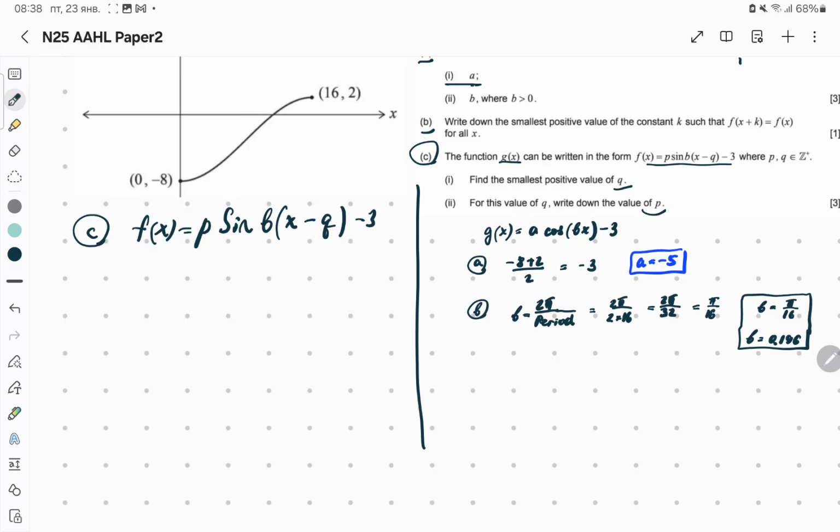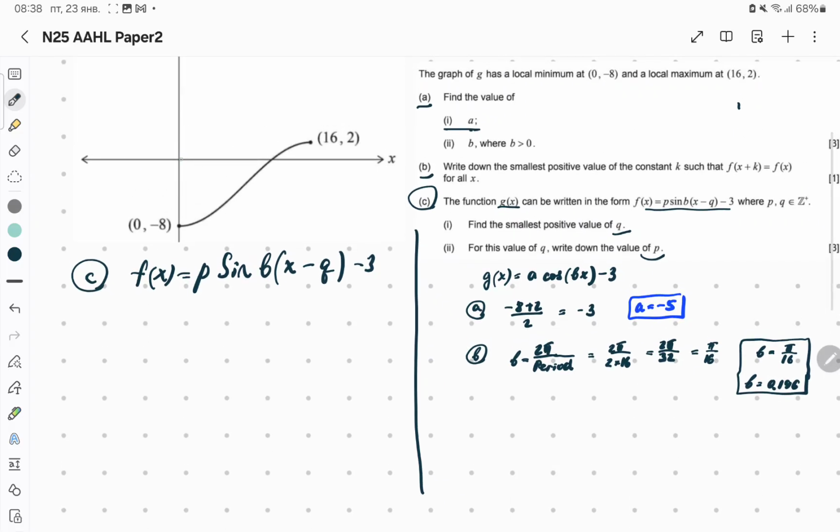We know that it is the same graph, but a shifted graph. So we shifted the sine graph. The graph of sine looks like this. Remember, it starts like this. This is just a standard curve. And that's why we can say that the value of q is what? How to find the value of q?